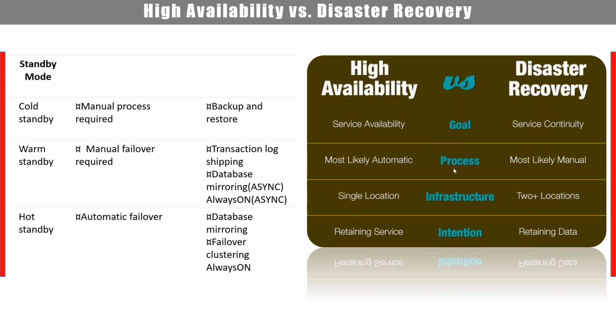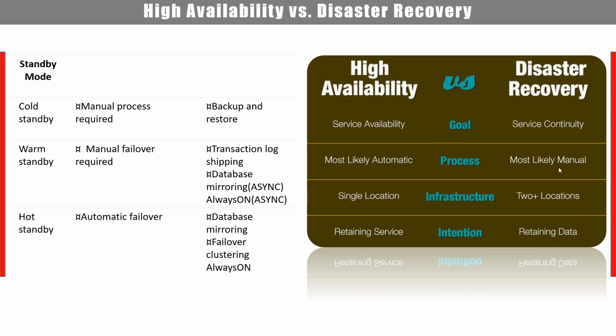Next, process. Most likely automation. Everything is automatic. If something goes wrong, another database, another instance, another server will take the responsibility. For DR, most likely a manual process. You may ask one question, sir: can I configure automatic failover for the DR server? Yes, sir, you can. If your network is too good, if your network is awesome, you can configure automatic failover for the DR server as well.